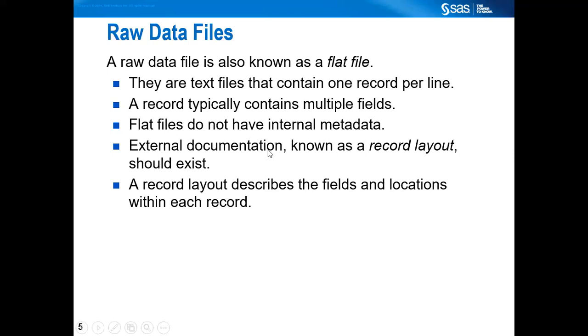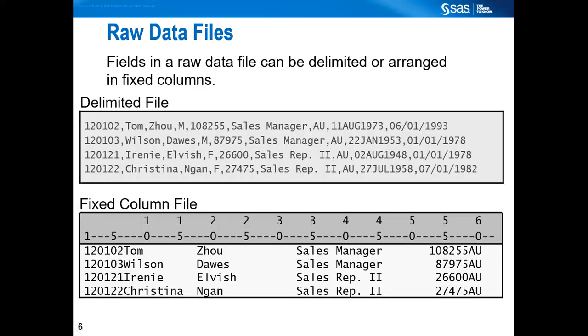External documentation on these files is provided, telling the values a file may contain for specific data. This is known as the record layout, which is always available. A record layout describes the fields and locations within each record. For example, this is what we have, a raw file. If you see this raw file, you have the values and you observe every value is separated by a comma. Are you getting it?